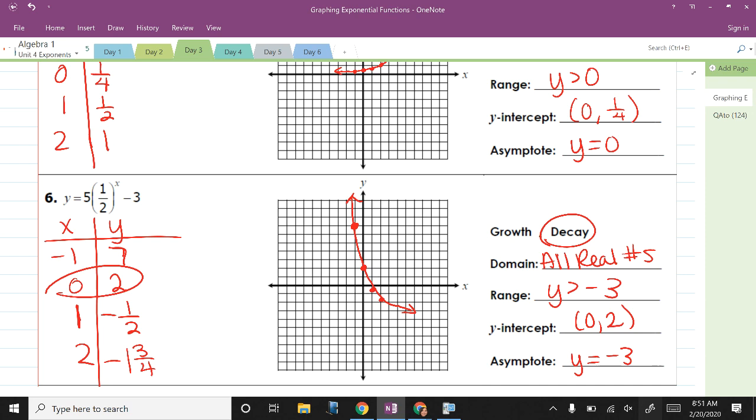Well, if you don't graph it, you're not completing your work. All right. So that is all my examples for today. Have fun on your practice.